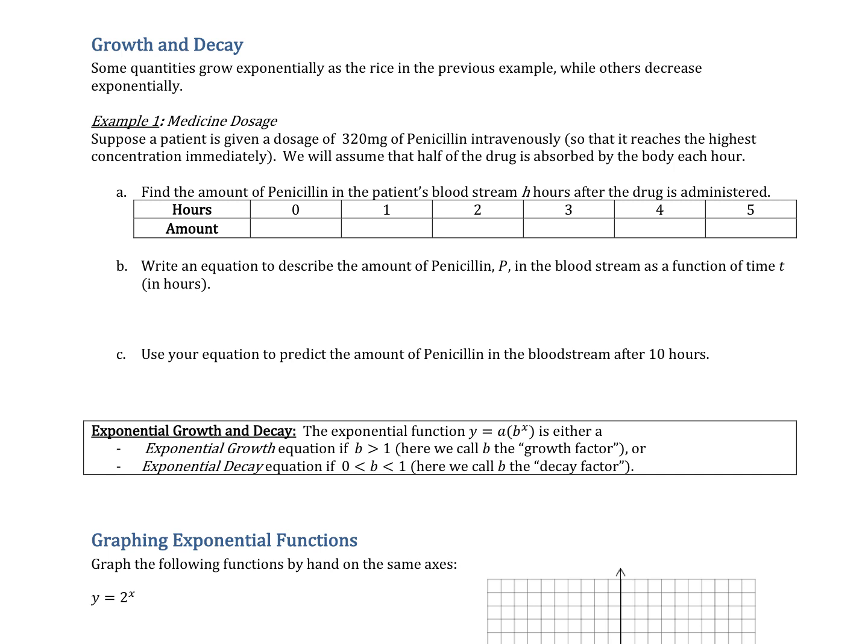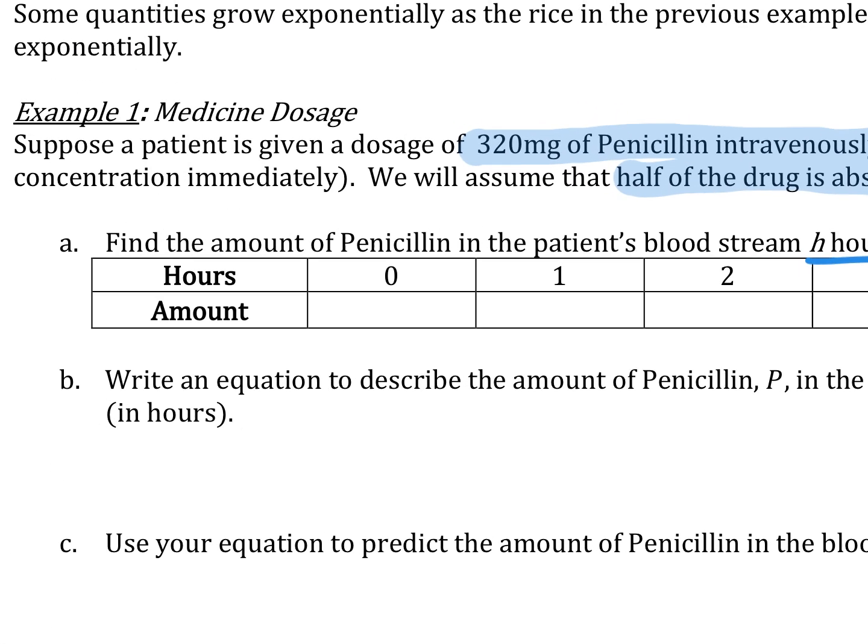So suppose we have a patient that is given a dosage of 320 milligrams of penicillin. It's given intravenously, so right away it's in the bloodstream. We'll assume that half the drug is absorbed by the body each hour. So the question is to find the amount of penicillin in the patient's bloodstream each hour after the drug is administered. Okay, so let's look for a pattern.